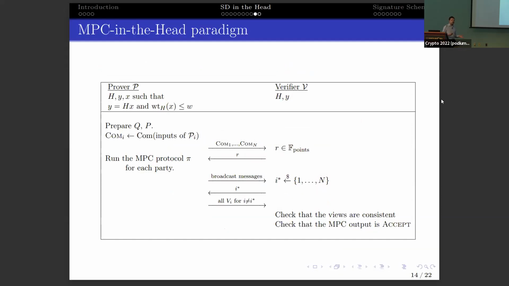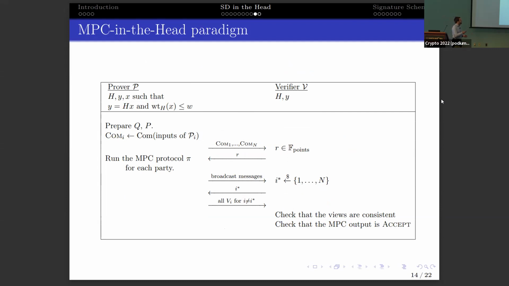Now that we have the MPC protocol we will use in our work, we can directly apply the MPCitH paradigm to get a zero knowledge proof of knowledge for the syndrome decoding problem. The first step of the prover will be to build the polynomials Q and P. Then it will commit the inputs of each party independently.